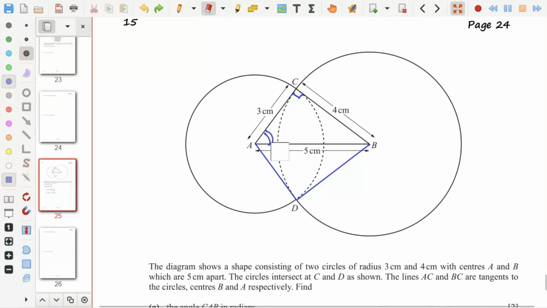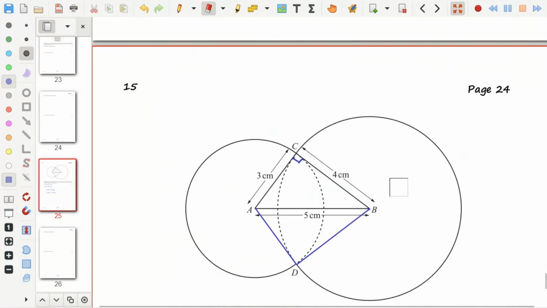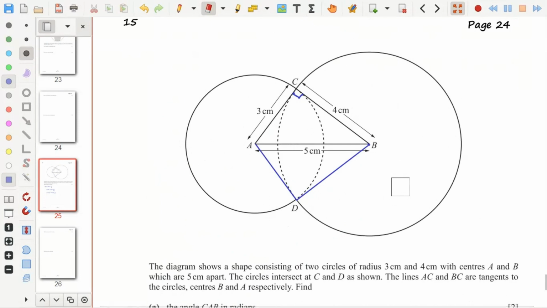So if the angle here is 0.27, twice of it will be what? Let's find twice of it and see. I have 1.854. So that's the angle here. Here is radius meeting tangent. You know, if I extend this line, it will be a tangent, right?